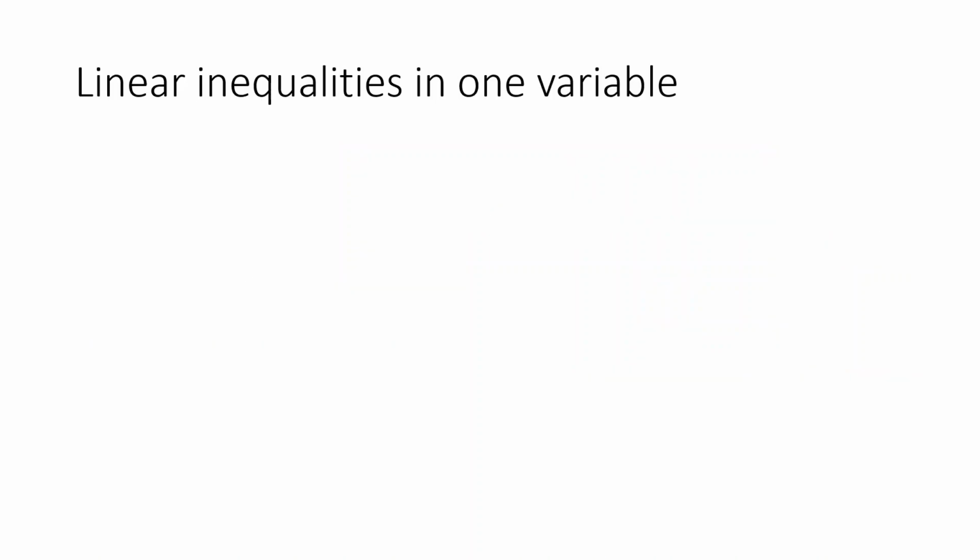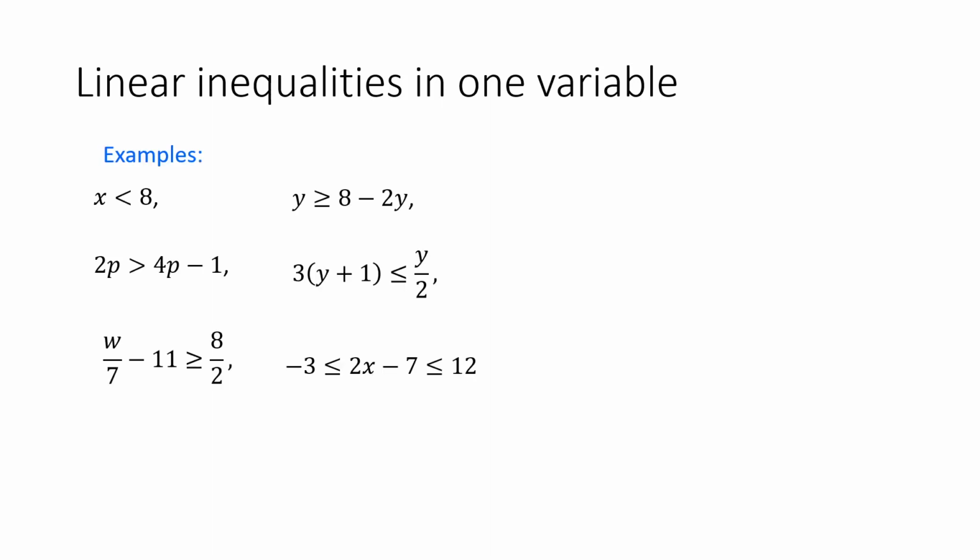In this video, you are going to learn about linear inequalities in one variable. These are some of the examples of linear inequalities in one variable. In all these inequalities, there is only one variable. Here the variable is p, here y, here w. These inequalities are linear inequalities because the exponent of the variables is 1.